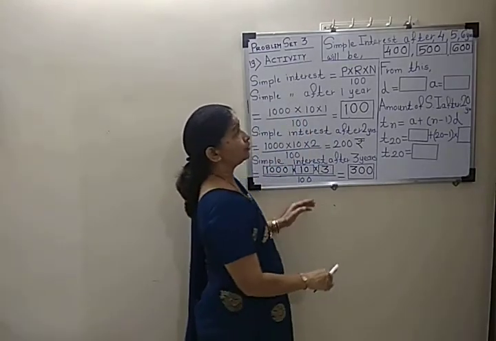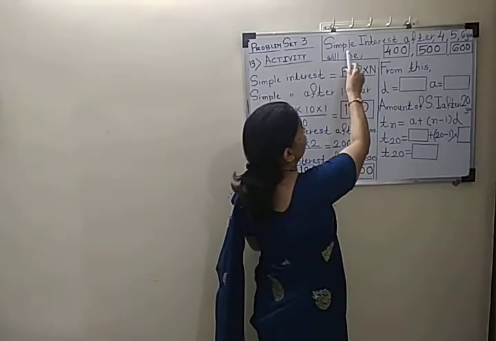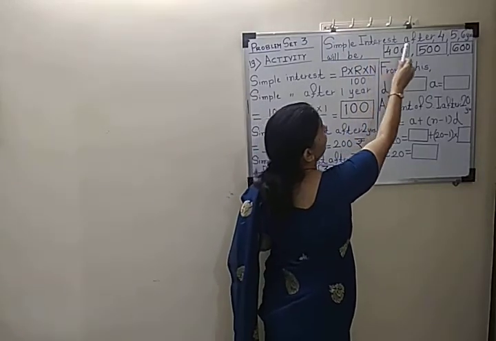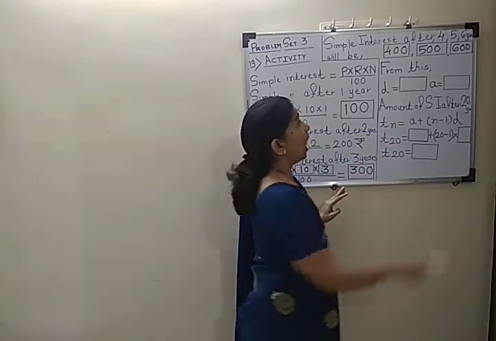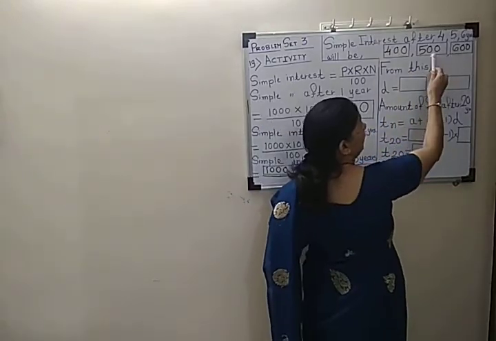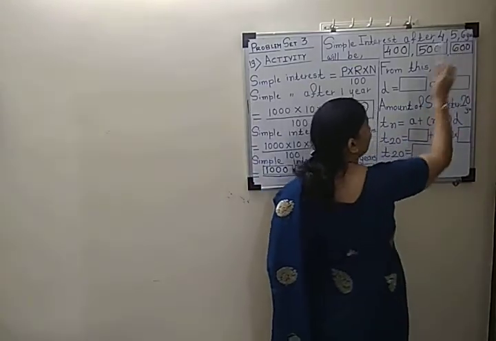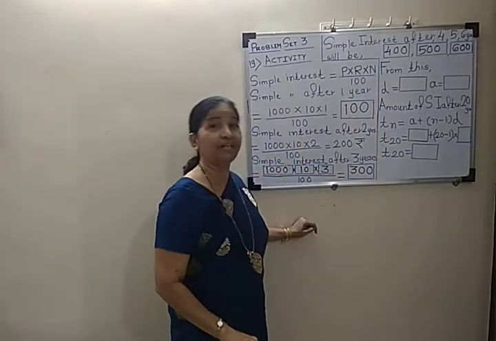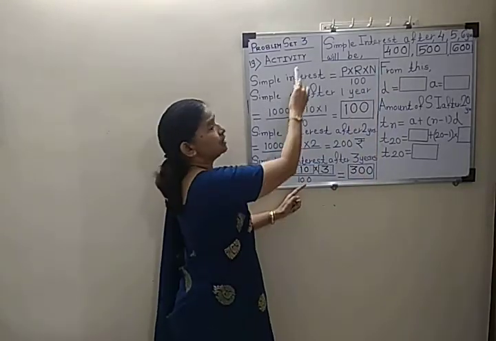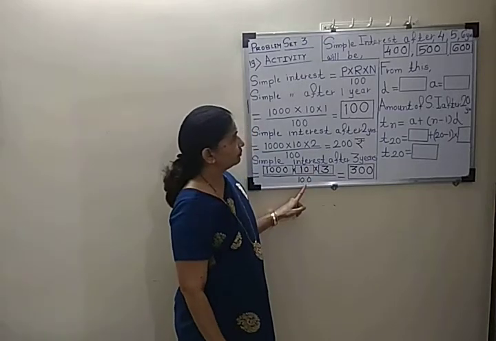Now they are asking me, so read the sentence. Simple interest after 4 years will come as 400. After 5 years will come as 500. And after 6 years will come as 600. Up to here we had completed the activity which may come for 3 or 4 marks.